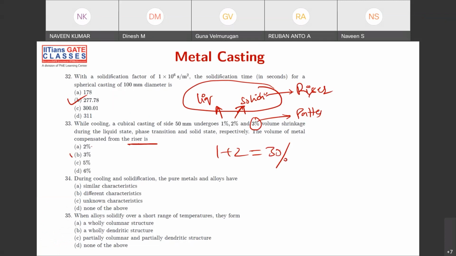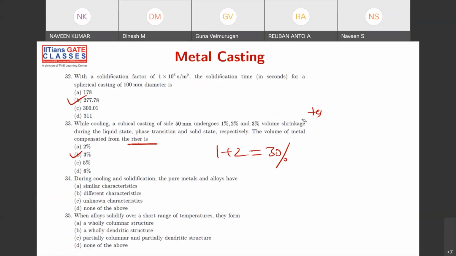Okay, answer is 3. Am I making my point here clear? Are you guys understanding what I'm saying here? Okay. Next one. Come on, next one. 34th one.